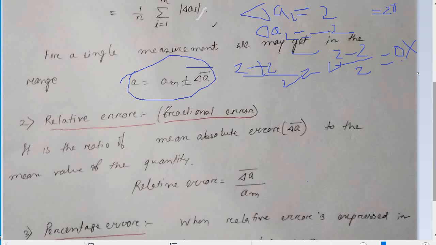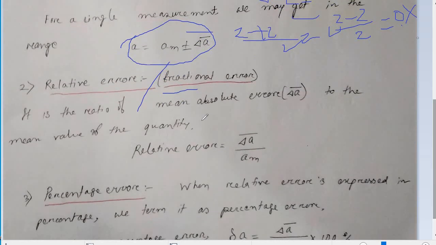So next one is relative error. Relative error is also called the fractional error. It is the ratio of the mean absolute error, del a bar, to the mean value of the quantity. So relative error is equal to del a bar divided by a m, where a m is the mean value or the true value of the quantity.